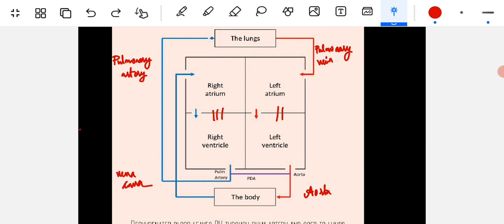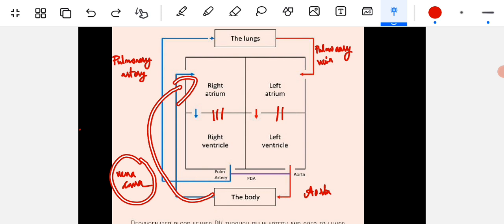Okay, remember that from the lungs to the left atrium, the blood goes with the help of the pulmonary vein, and then from the left atrium to the left ventricle by the help of a valve, that is the bicuspid valve, and from the left ventricle to all the body, to all the cells, to all the tissues of it, that is done by the aorta, and from the body to the right atrium by the superior vena cava and inferior vena cava.